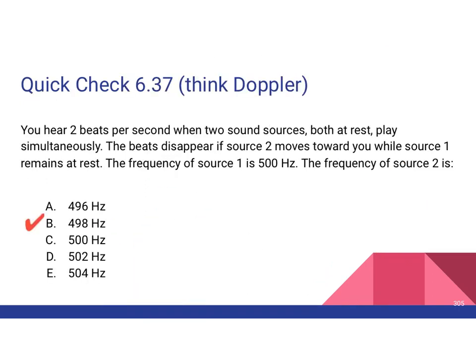So here's a quick check. Thinking about Doppler shift, also thinking about beats. You're hearing 2 beats per second when 2 sound sources, both at rest, play simultaneously. But we notice that if source one moves towards us, that'll increase the frequency because of the Doppler effect. While source one remains at rest, source one is 500 hertz.